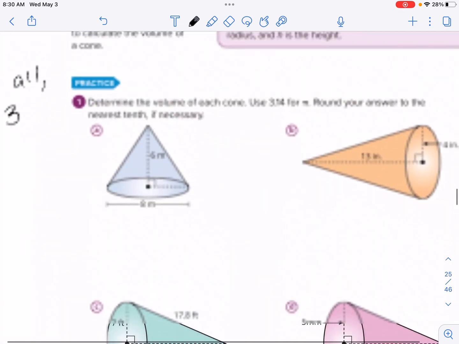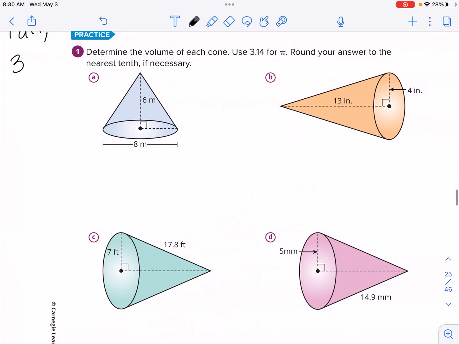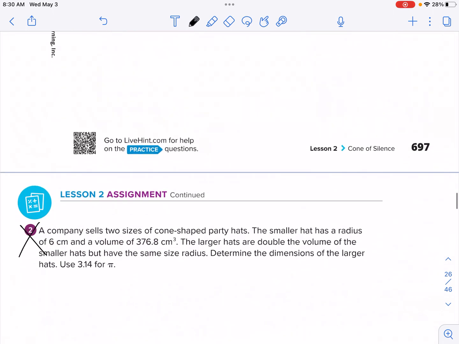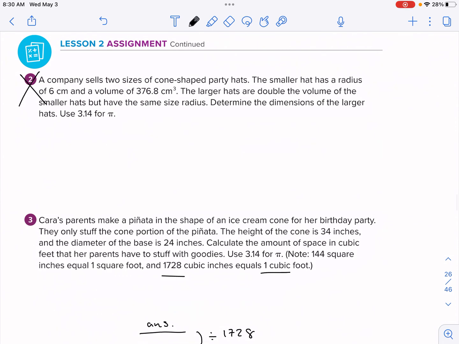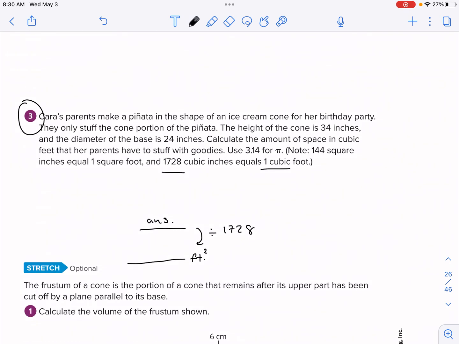All right, here we go. So our assignment, we're going to just do numbers 1 and 3. So all of number 1 with its various shapes. So 4 problems there. We're going to skip 2 on the backside, and we're going to do 3 on the backside as well. And just a little bit of a hint on number 3.